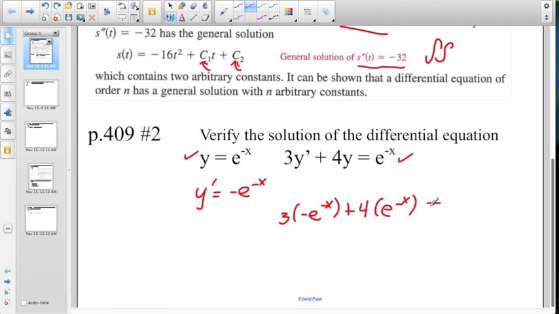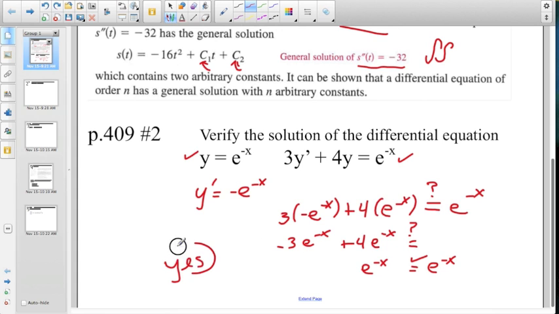And basically what we're doing is checking whether or not that is mathematically equal to e to the minus x. So do a little distribution here, and it only takes a step or two to come to the conclusion that when we do the math, we get e to the minus x, which is definitely equal to the right-hand side. So in this case, the answer is yes, this is a solution to the differential equation.